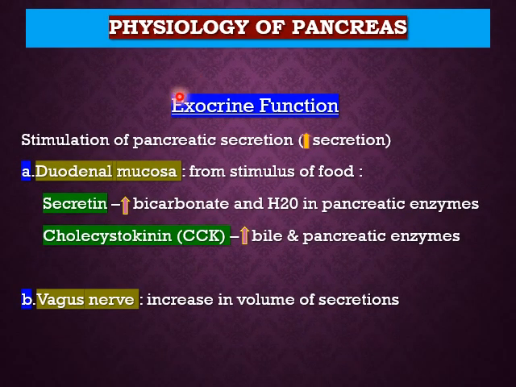Now, the exocrine function being the most predominant function of the pancreas, what stimulates the pancreatic secretion of these enzymes? Basically, the stimulus comes from two main sources. One is the presence of food in the duodenum, which stimulates the duodenal mucosal cells to secrete secretin and cholecystokinin, which have a positive influence on the pancreatic secretions. The second stimulus is the vagus nerve, which increases the volume of these secretions from the pancreas.